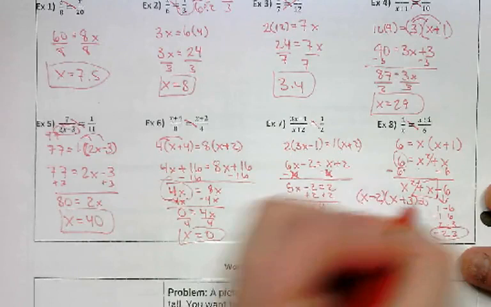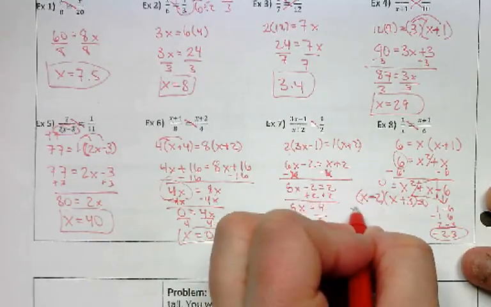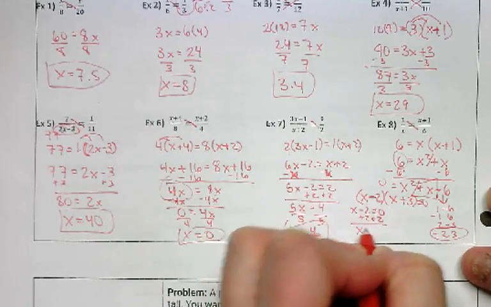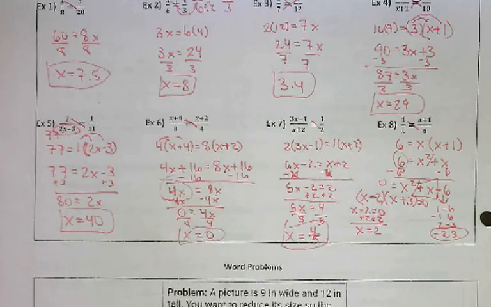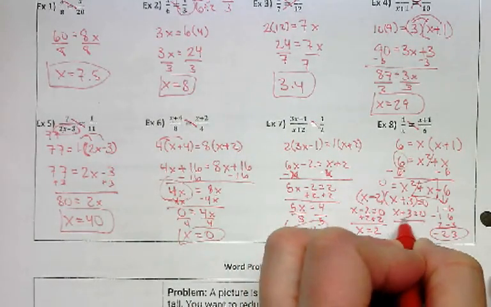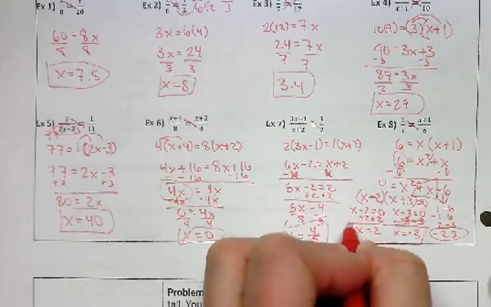So when I did this, it equals 0. So now I'm going to set each of these equal to 0 and solve. So I'm going to add 2 to both sides, and I get x equals 2. So 2 is one of the values that x can equal. And x plus 3 equals 0. Subtract 3 from both sides, and I get x equals negative 3. Okay, so those are my two values, but I need to plug them back in and check.